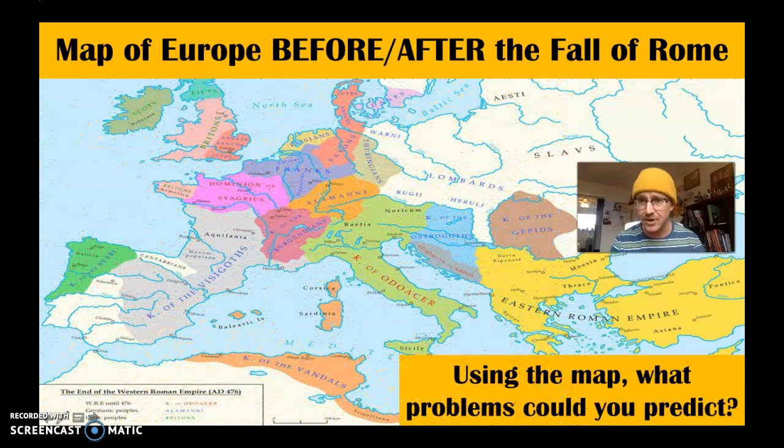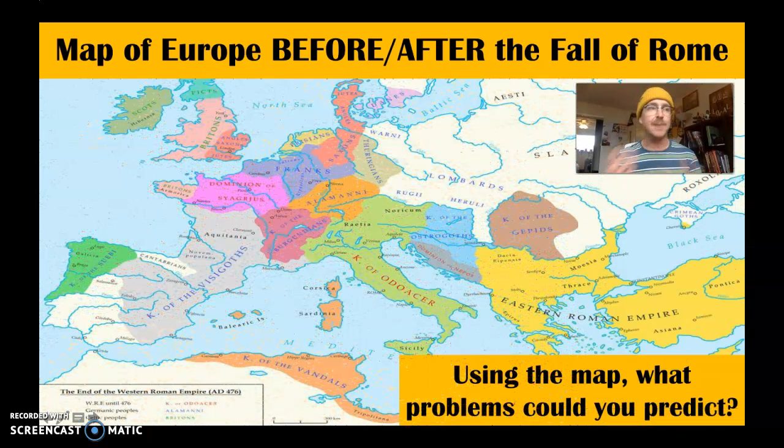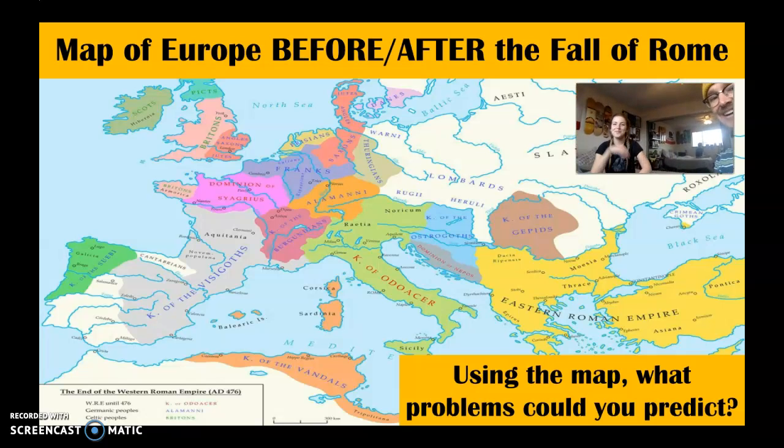Now, since I don't have you guys with me, I realized I had to come up with another strategy for these warm-ups. So the warm-up question is, using the map, what problems could you predict? And since I don't have you, I have a celebrity student here with me. So, Jasmine, looking at this map, what are some problems that you can predict? Looks like there's a lot of people living really close together. Are those kingdoms? She nailed it. And if they're kingdoms, they probably want to fight, right?